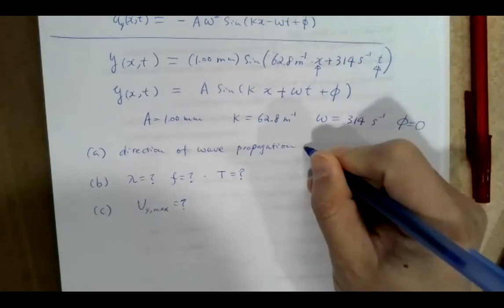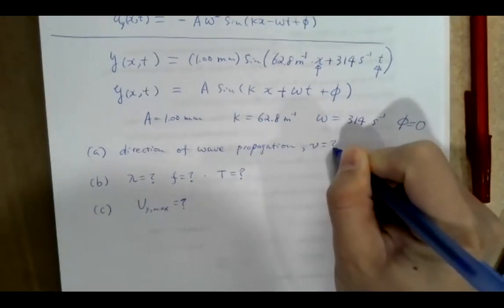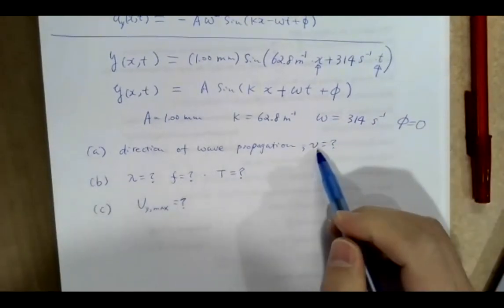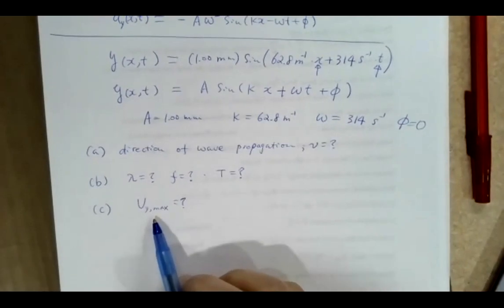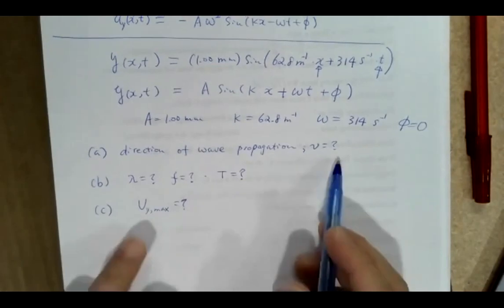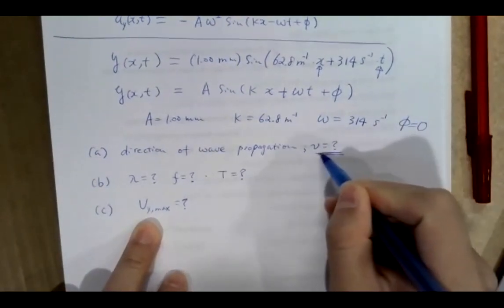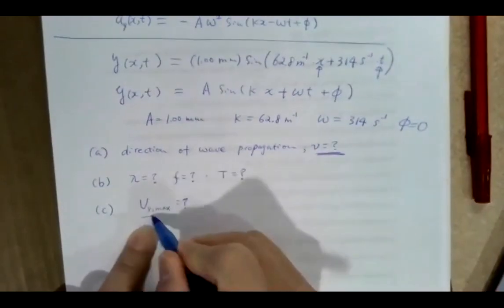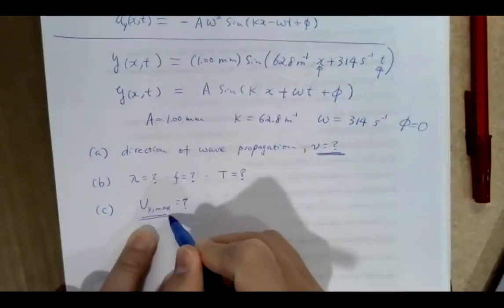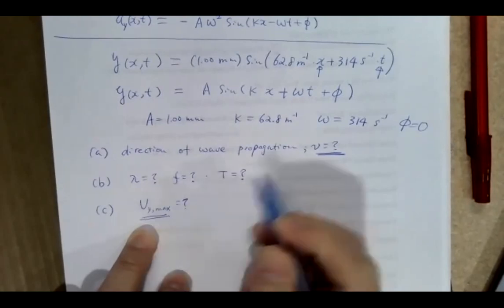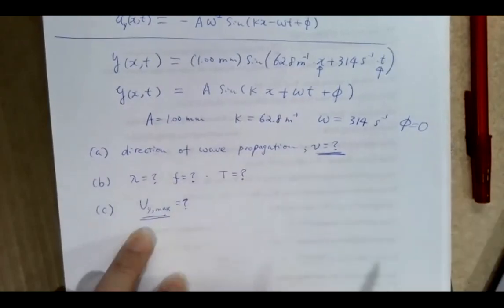In A, it's also asking what's the speed of the wave, and in C it's asking what's the maximum speed on the string. So these are two different speeds. This is the speed of wave propagation. This is the speed for the medium on the string. It vibrates up and down. So these two are different speeds.